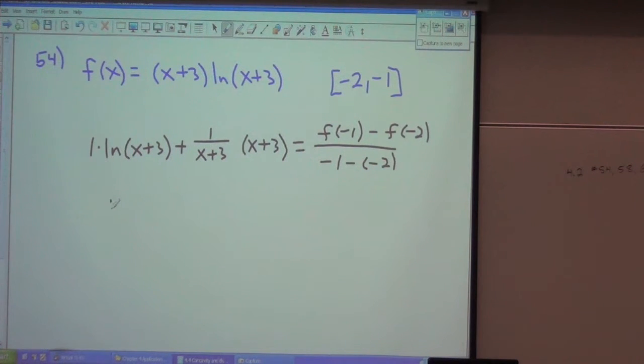So up here on the left, we get the natural log of x plus 3 plus 1. That's going to equal, if we put -1 in here, we'll get 2 times the natural log of 2. Minus, put -2 in there, we get 1 times the natural log of 1, which is 0. And that's over 1.